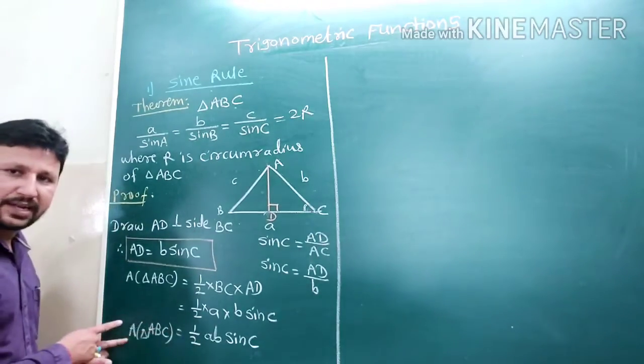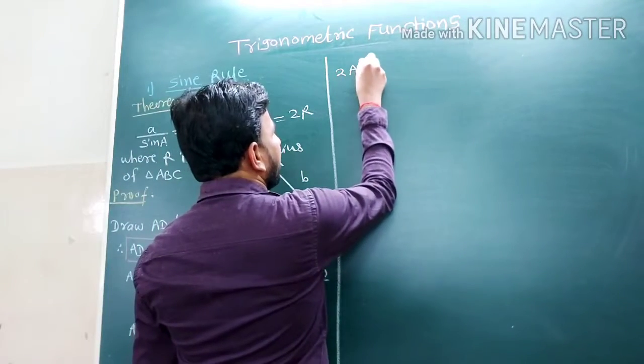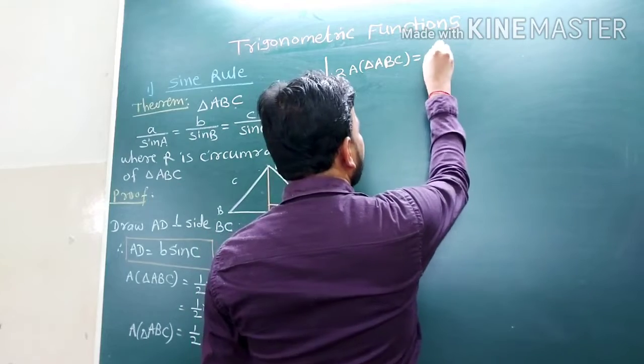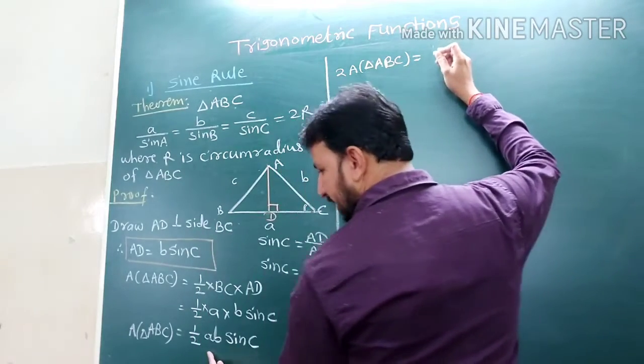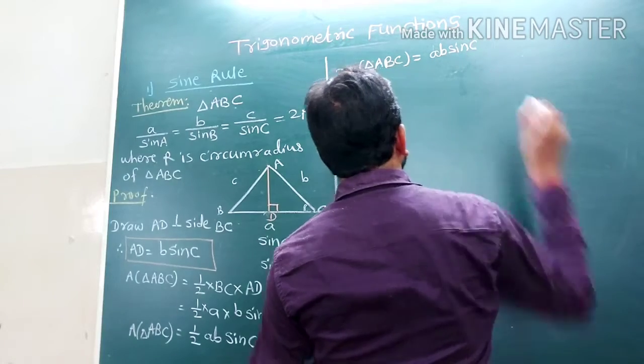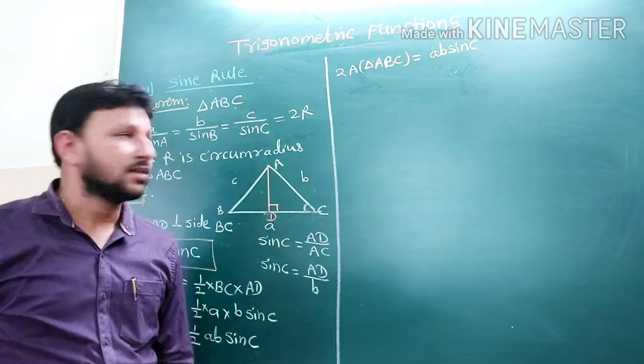This 2 is shifted to the left hand side. The equation is obtained: 2 times the area of triangle ABC is equal to the remaining part on the right hand side, ab sin C. The equation is written as it is.